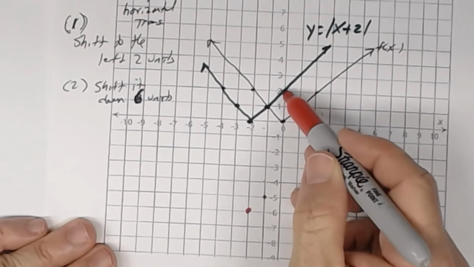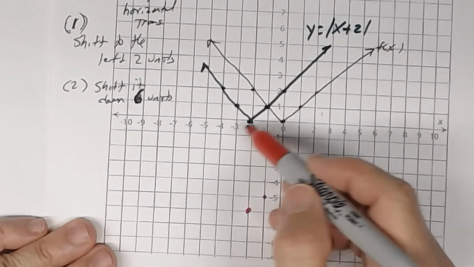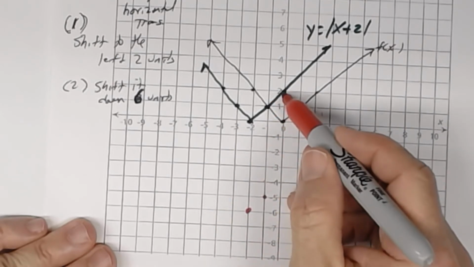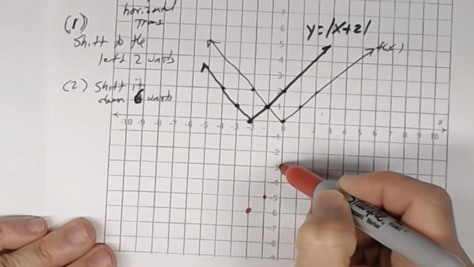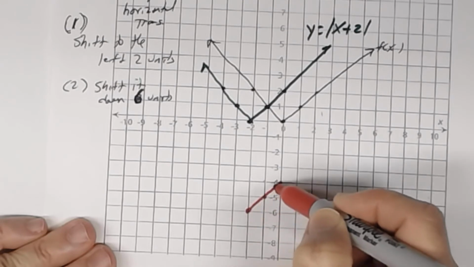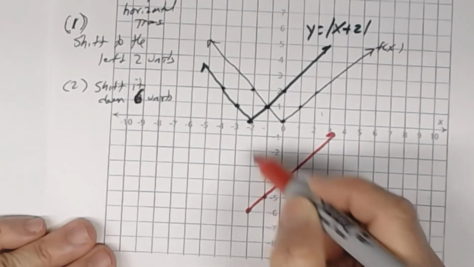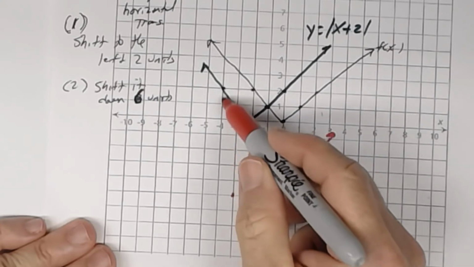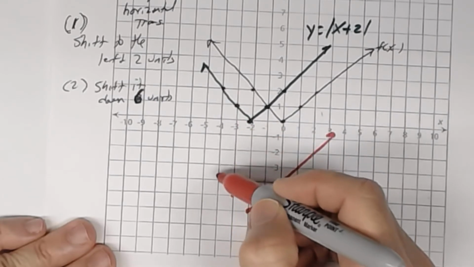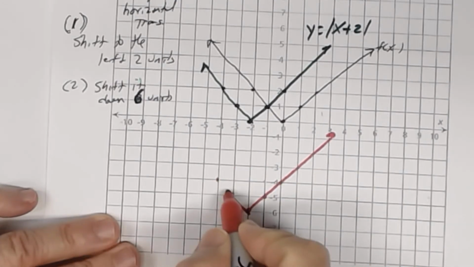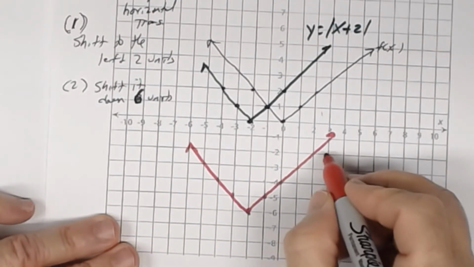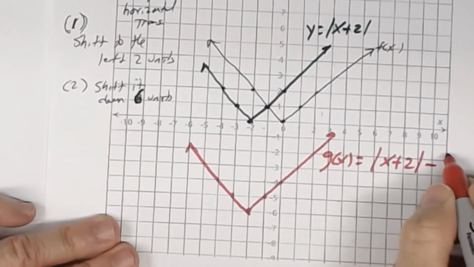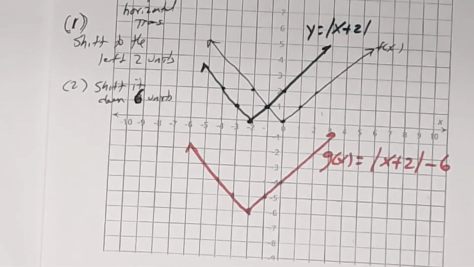Let's do one more point on this side. See, the absolute value is made up of 2 rays, so pick enough points on each ray to get your graph. 1, 2, 3, 4, 5, 6. So here's the first ray, and then do the same thing here. 1, 2, 3, 4, 5, 6. And now this right here, this is g of x, which is the absolute value of x plus 2 minus 6. All right, so that's what that is.